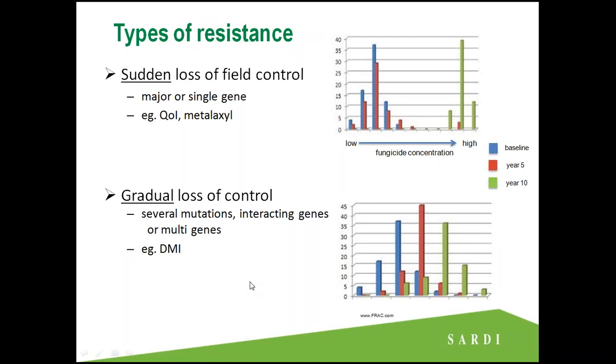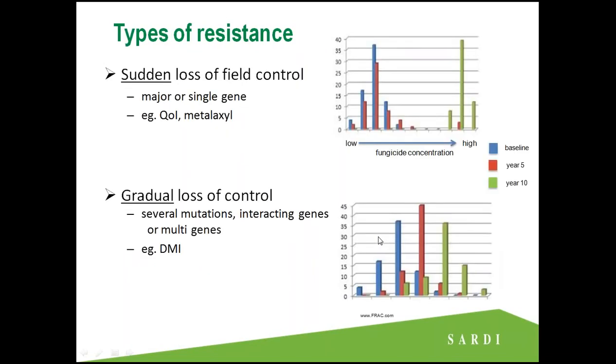But in a different situation, we see a gradual loss of control. This is where we've got several smaller mutations perhaps, or interacting genes, or multi-genes, many genes with mutations that make the fungicide unable to bind, not just on one target site. And the DMIs are an example of this. They are still considered a single site active, but they act in a different way than, let's say, the QOIs. So what we see in the field is this gradual loss of control.